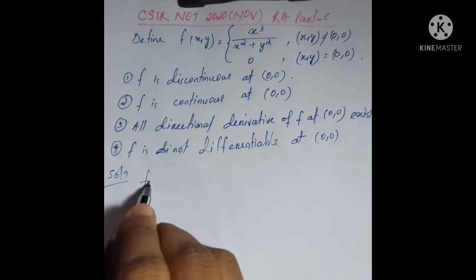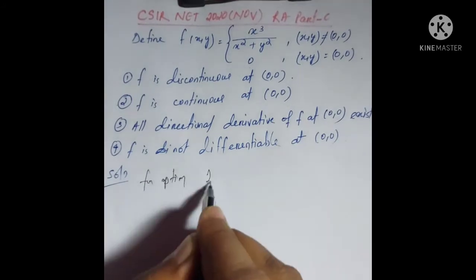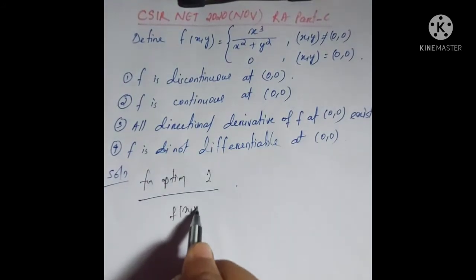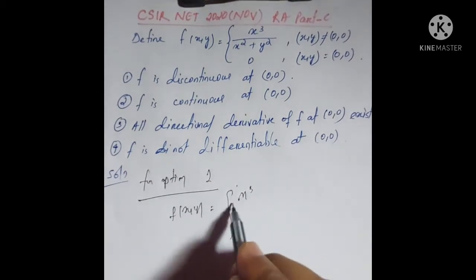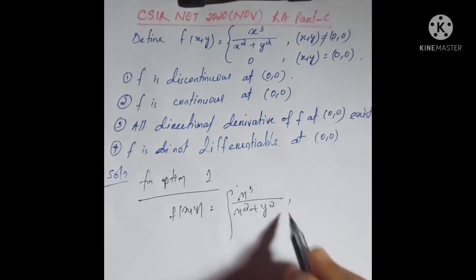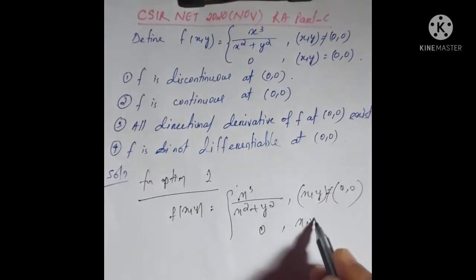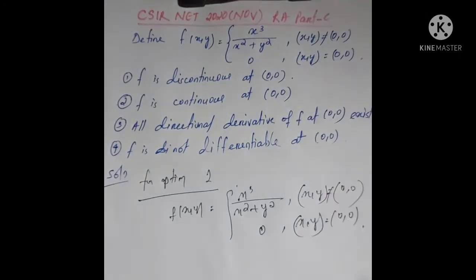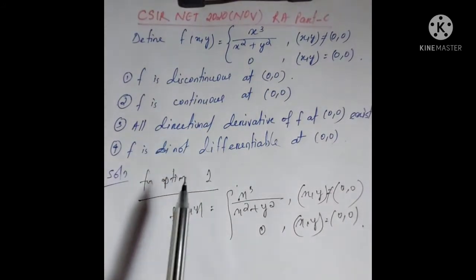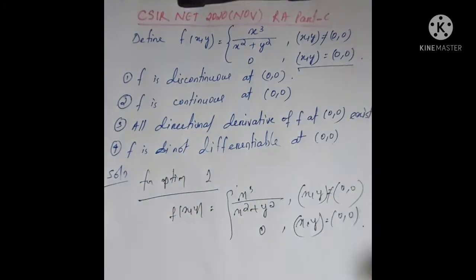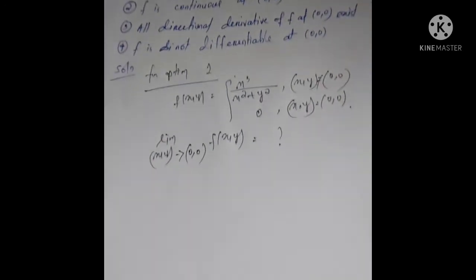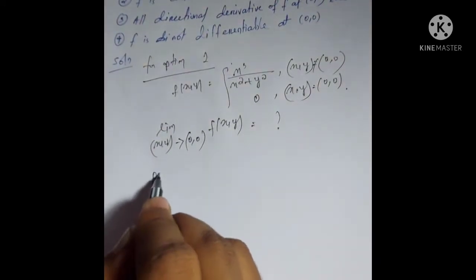Now for option 1, f(x,y) = x³/(x²+y²) when (x,y) ≠ (0,0), and 0 when (x,y) = (0,0). Now for continuity we have to check whether the limit at origin exists or not. That means we have to find whether the limit of f(x,y) as (x,y) tends to origin exists or not. To find the limit we have to convert the function to polar form.